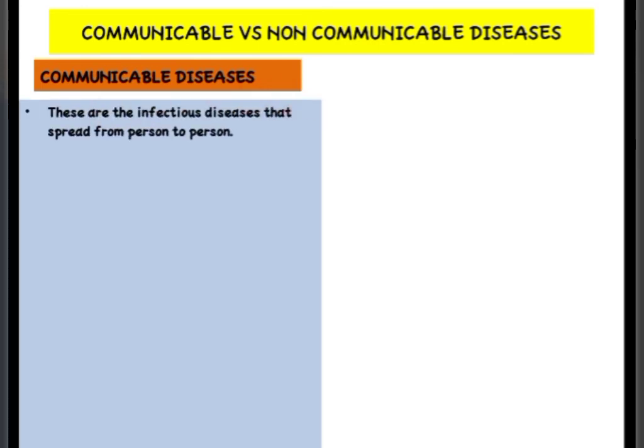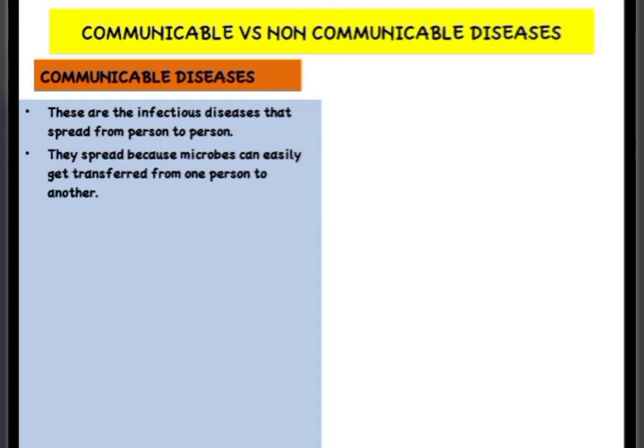Communicable diseases are infectious diseases that spread from person to person. It is similar to infectious disease, which also transfers from person to person. They spread because microorganisms can easily get transferred from one person to another, very fast. Because of this reason, the communicable disease also transfers along with the microbes. So we have seen that a communicable disease is one type of infectious disease.